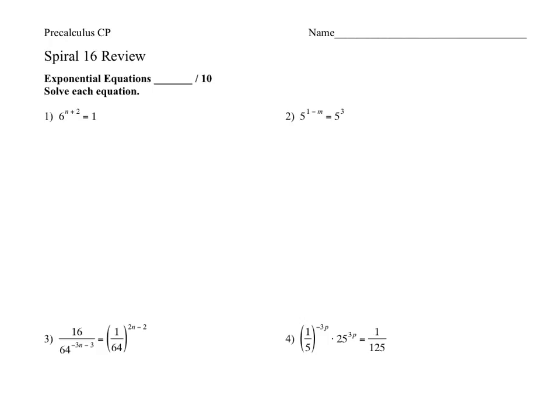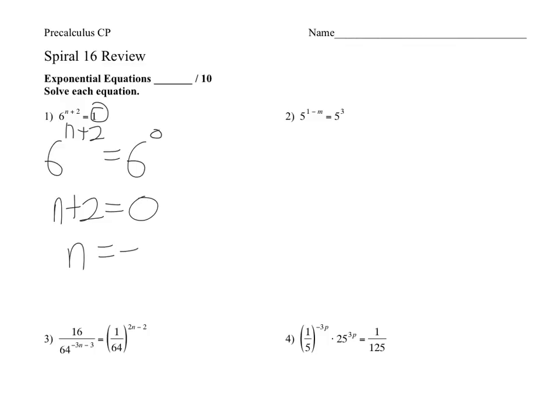Okay, first up, I've got 6 to the n plus 2 is equal to 1. Given we're in exponential equations land, we're not using logs. I've got to write 1 as a power of 6. So this is going to become 6 to the n plus 2 is equal to 6 to the 0, leaving me with n plus 2 is equal to 0, or n is equal to negative 2.